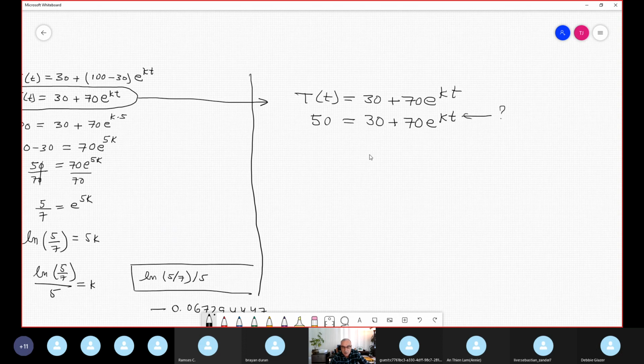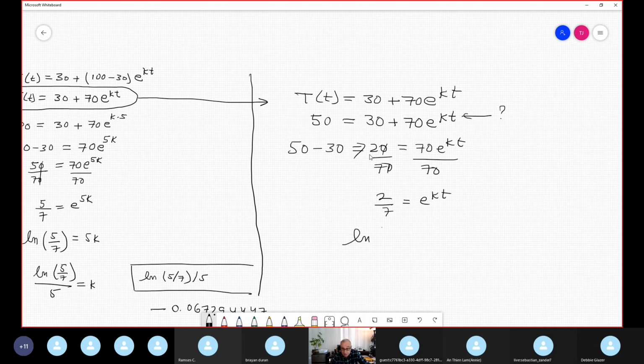Okay, my goal is to find t. So 50 minus 30 is 20. Divided by 7 on both sides. I don't put 7 here because it's not equal. So it's 2 over 7, because the 30 cancels out, is equal to e to the kt. Okay, you apply logarithm on both sides.